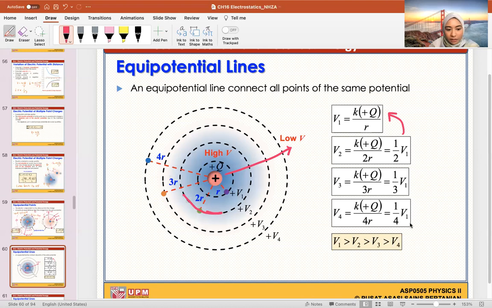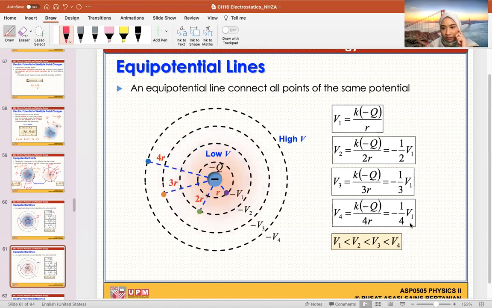So same case for negative. V1, we go for the most negative, yeah, this one is the most negative. So V1 is the most negative, and then when we move up to 2R, it's half the amount of negative that we experienced earlier. I don't know how to explain this. Okay, so basically V4, we are moving towards high potential or less negative.